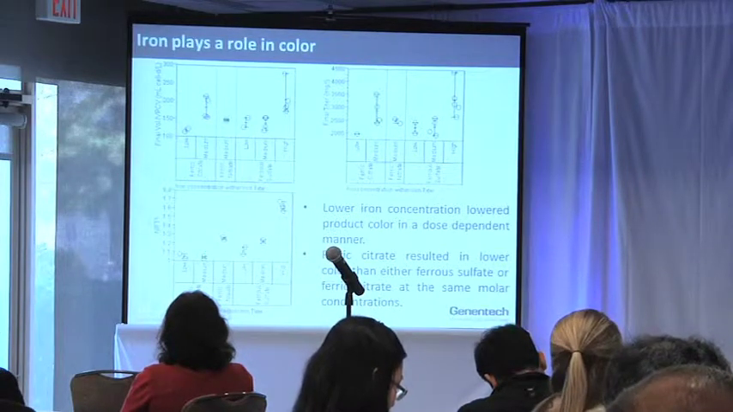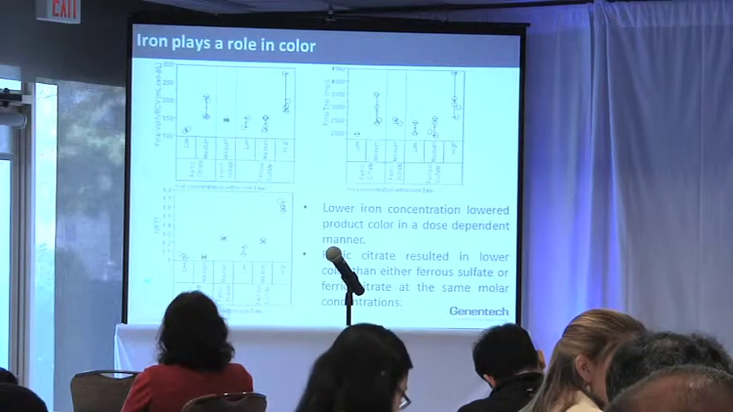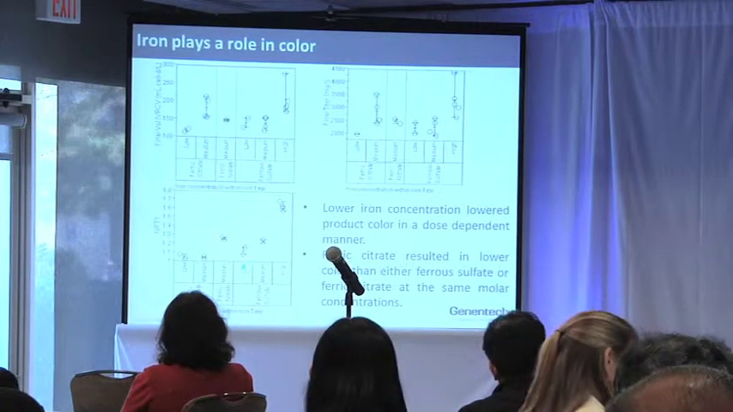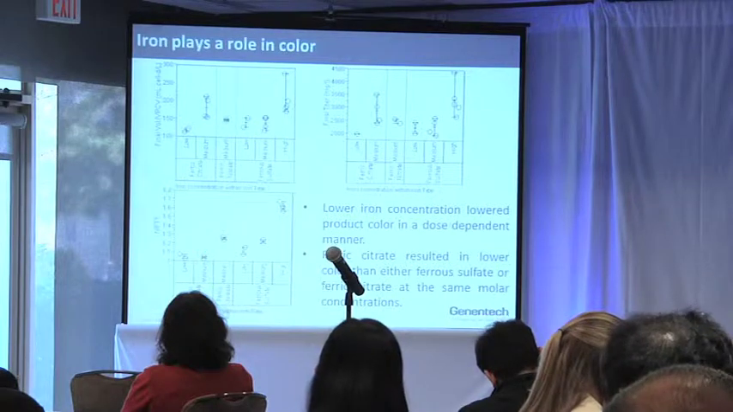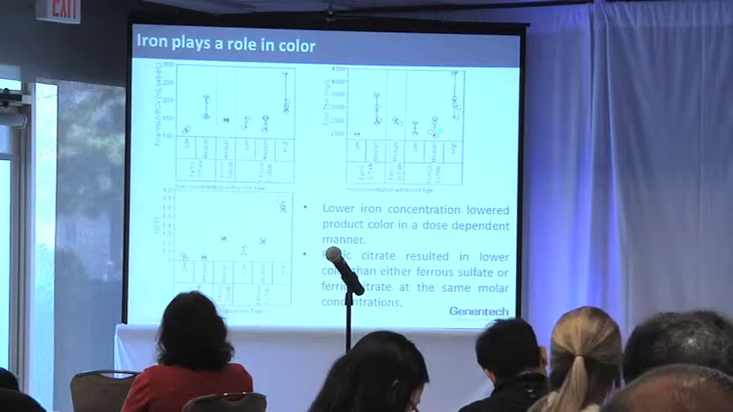But what is very important here is that the ferric citrate had lower color than the ferrous sulfate at equimolar concentrations. And this came with an advantage of actually having better productivity than the ferrous sulfate cases or ferric nitrate cases.